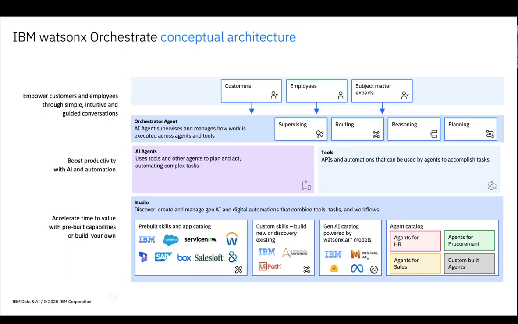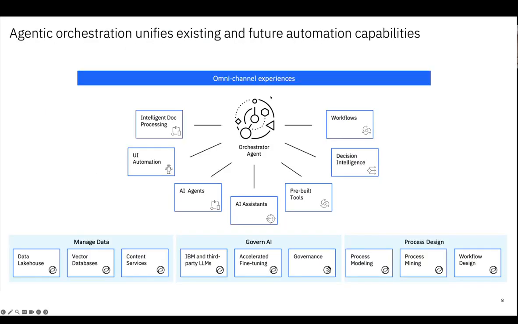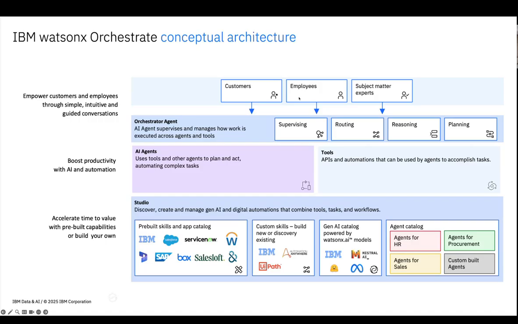In terms of a high-level architecture, at the top you have your customers, employees, and subject matter experts working with our orchestrated agents, which perform four critical tasks: supervising other agents or processes, routing of requests or information between the different workflows, the ability to reason and improve your predictions, and finally to plan and execute on those plans through the agents. Of course, the bottom layer is to boost our productivity and output, and we have AI agents and tools to help you with that.